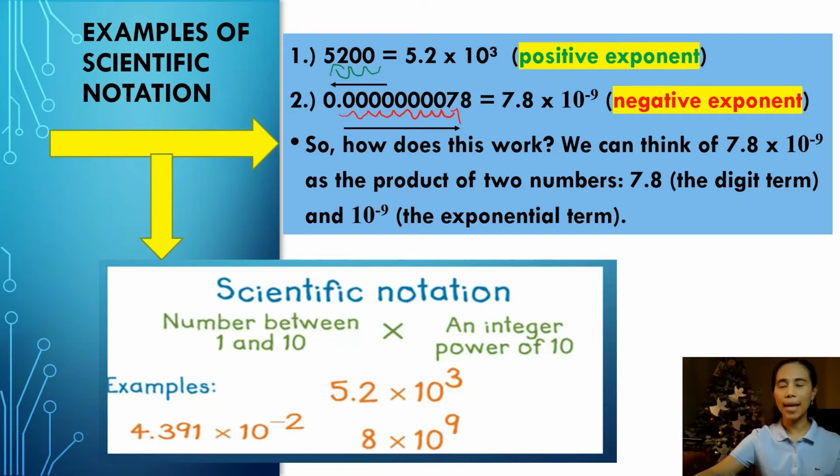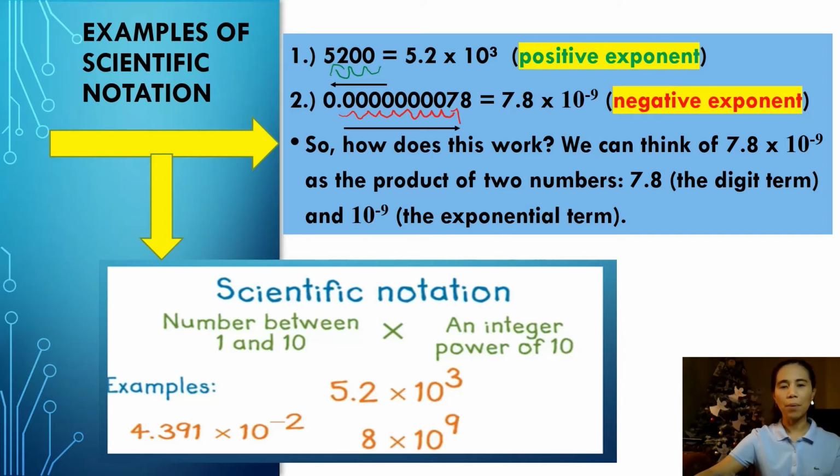So 7.8 times 10 to the power of, and then we have 9 as the exponent. However, this is negative because it moved from left to right. It is a small number. That is why it is a negative exponent. So the final answer is 7.8 times 10 to the negative 9 power. So always remember that we have 7.8 as the digit term and 10 to the negative 9 as the exponential term. So we usually have these parts.